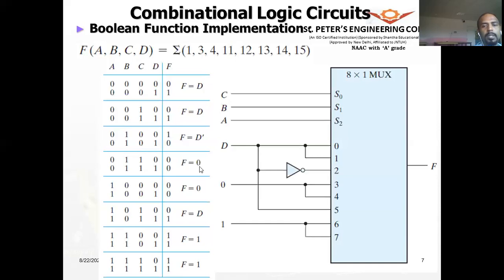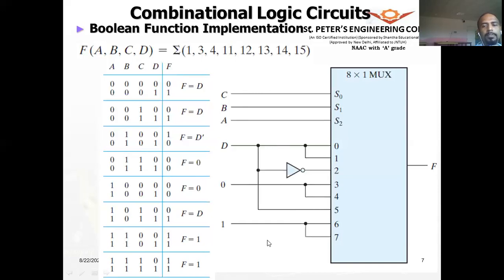So therefore this circuit is deduced by considering the truth table in terms of D. So we are going to use A, B, C as select lines, and D we will be using as one of the inputs, and a combination of D and D bar will be used.